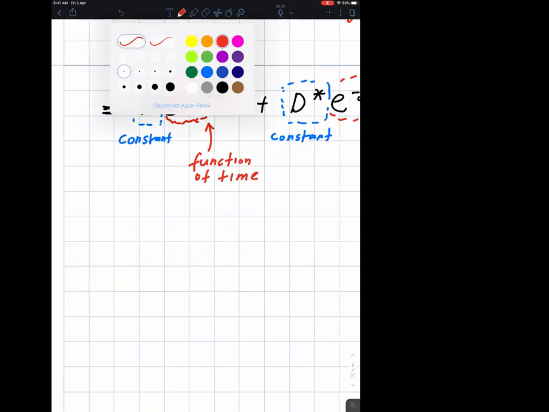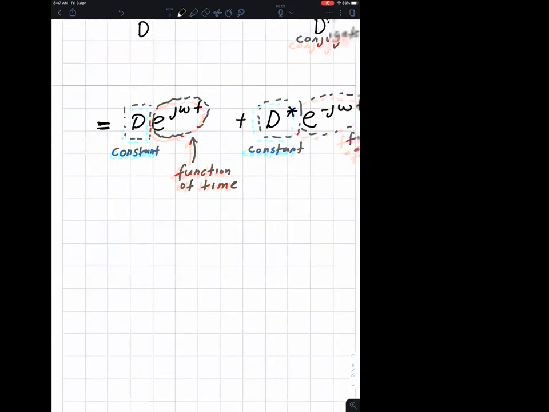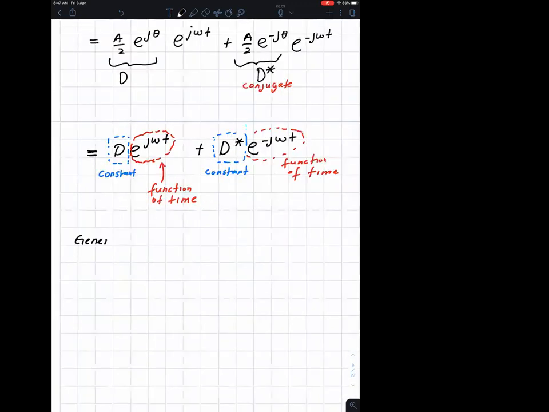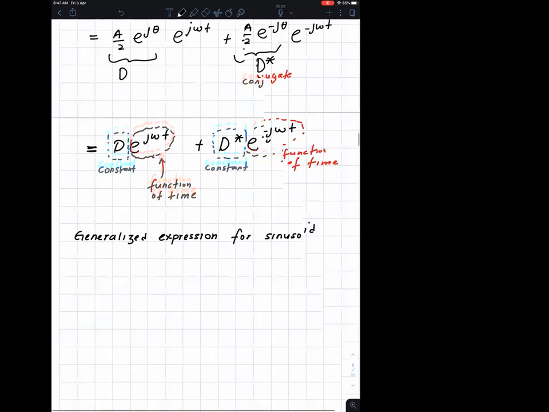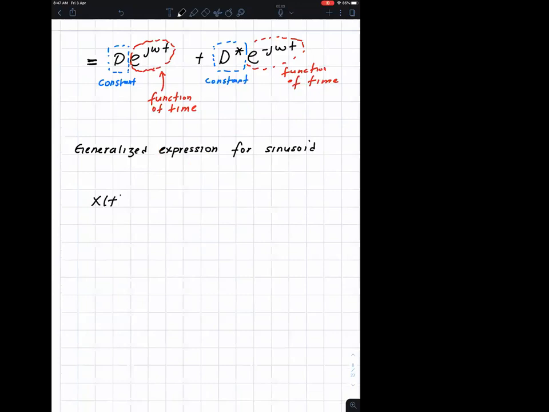Okay, now let's move on to the generalized expression for a sinusoid. The general expression for a sinusoid is x(t) equals A times this new term times cosine omega t plus theta. Remember, earlier on you just had cosine omega t plus theta. Now, to make it complete, you must have this term here. This term will tell you a few things. It can make your system go unstable, or it can make it go stable.